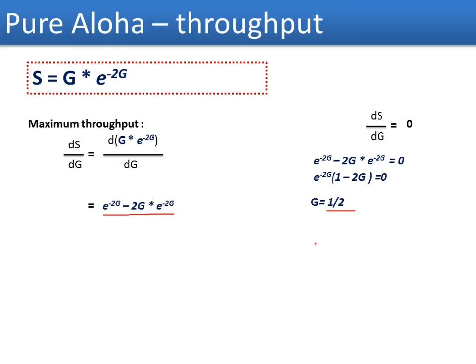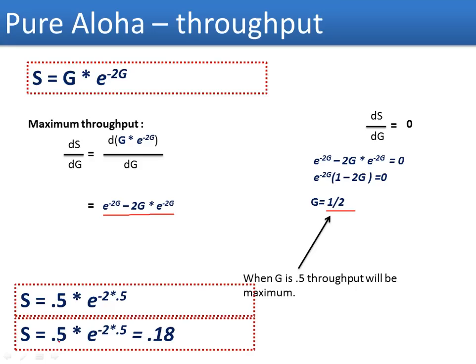So it states that whenever the load is 1 by 2, it means if 50% network utilization is there, in that case pure Aloha will provide maximum throughput. So when G is 0.5, throughput will be maximum. And now let's see what's the maximum throughput when G is equal to 1 by 2. So here we will replace this G by the value 1 by 2, and we will get 0.18. So this is the maximum throughput of pure Aloha.